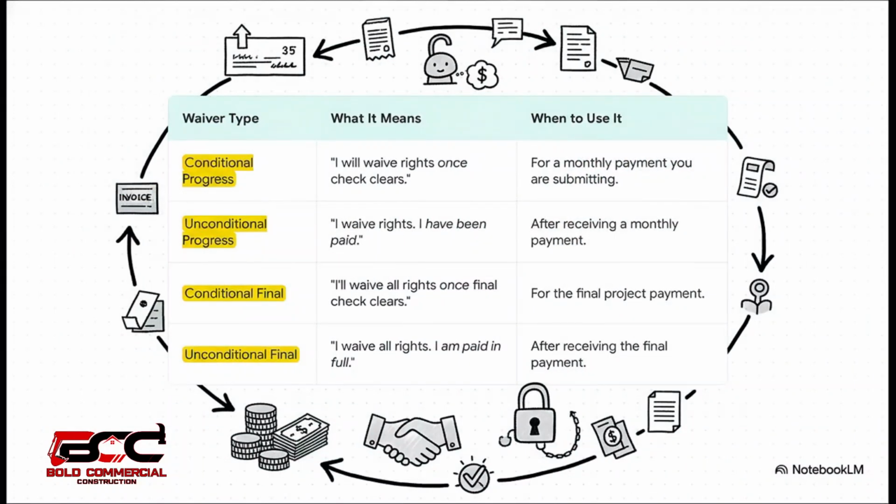So this table puts it all together. Here's how the cycle works in practice. When you submit your monthly pay app, you're going to include a conditional progress waiver for your own company. Then, for all your suppliers, you're going to submit the unconditional progress waivers that you collected from them after you paid them with the previous month's money. This whole system makes sure everyone is paid before they permanently waive their rights.